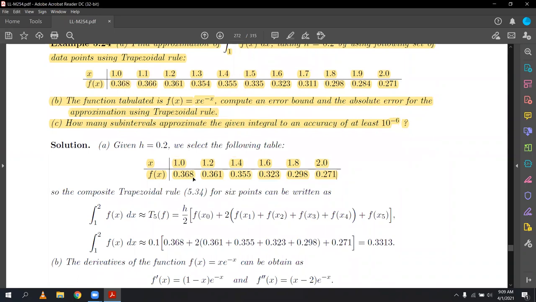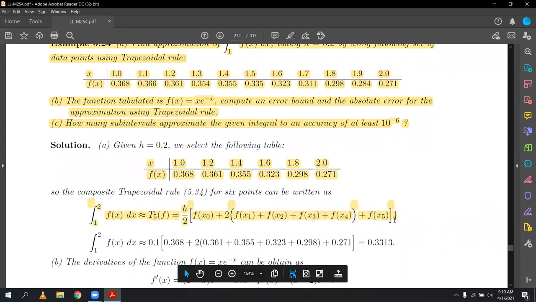For n equal to how many? How many points do we have? 1, 2, 3, 4, 5, 6 points, meaning n is equal to 5. And now the trapezoidal rule for n equal to 5 is this formula. The value of the function at the first point and the last point should be multiplied by 1. The middle function values f of x1, f of x2, f of x3, f of x4 are multiplied by 2 here. Now your h is what? 0.2, and 0.2 divided by 2 gives 0.1.